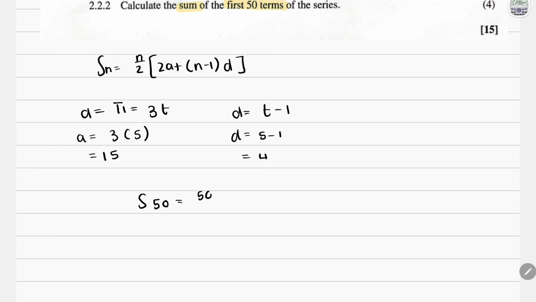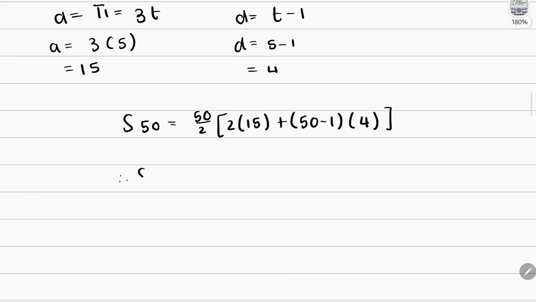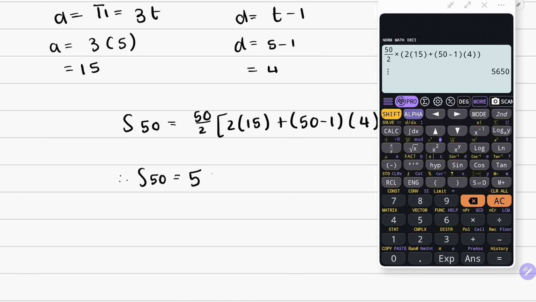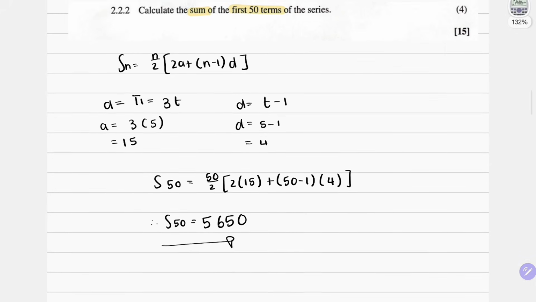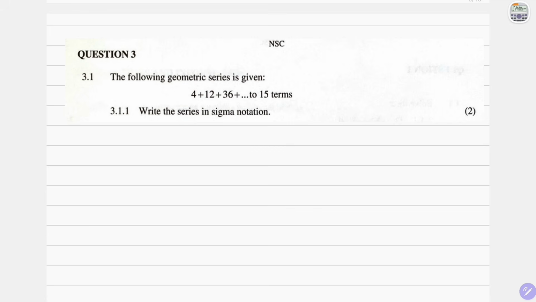This will be equal to 50 over 2 multiplied by 2a, which is 15, plus 50 minus 1 multiplied by 4. And let's find out what the sum of 50 terms is. And that gives us 5,650. And that is it for this question. And that is it for question 2.